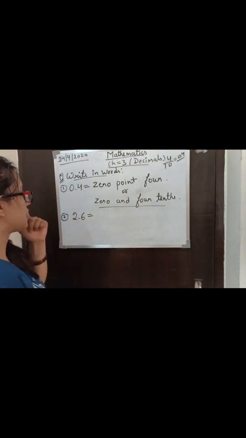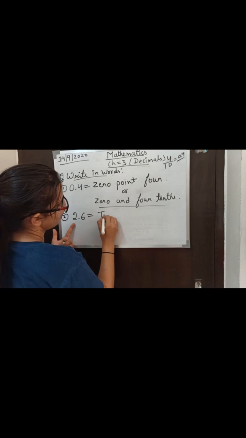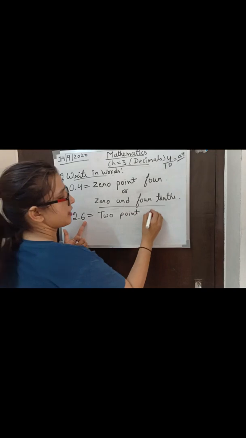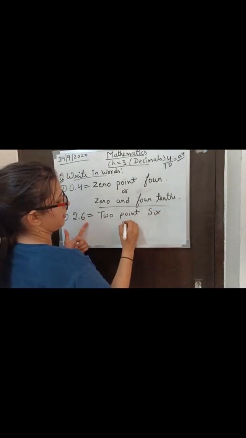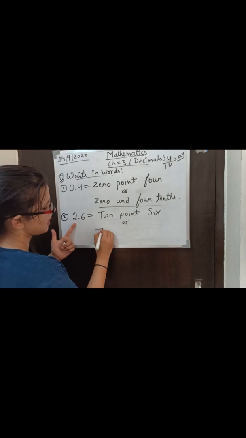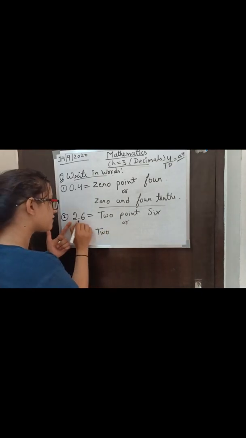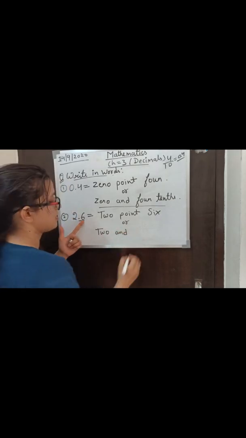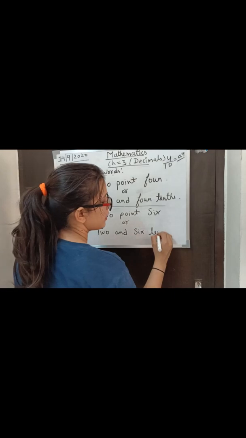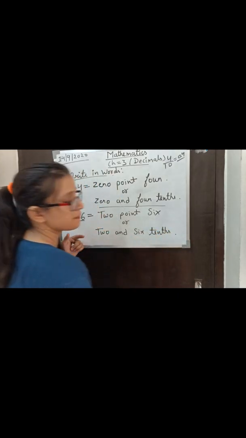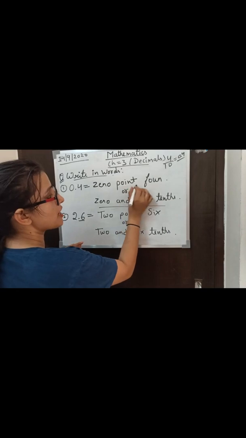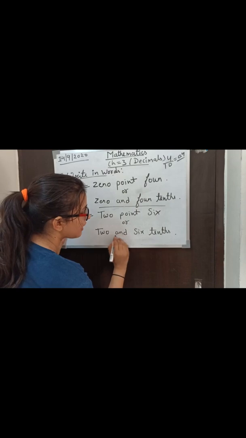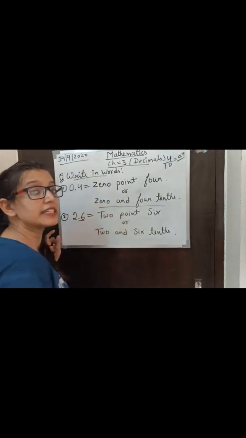Okay. Now another example. 2.6. In another way, we can also write it like this. 2, and after that we will write these parts together. How? 2 and 6 tenths. If we write point, then we write only the number. But if we write and, then with and we must write tenths.